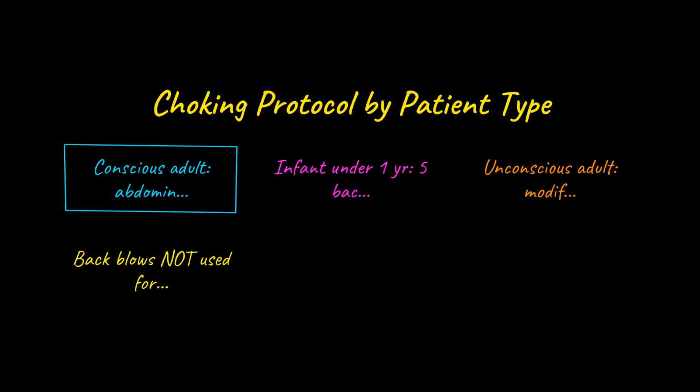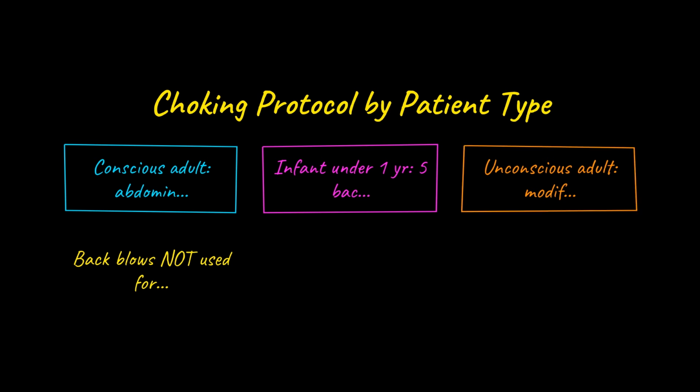Protocol depends on the patient. Conscious adults receive abdominal thrusts. Back blows are not part of AHA adult guidelines. Infants under 1 year get alternating sets of 5 back blows and 5 chest thrusts. If the adult becomes unresponsive, the PCT lowers them to the floor and transitions to a modified cardiac arrest protocol with visual airway checks between compressions.